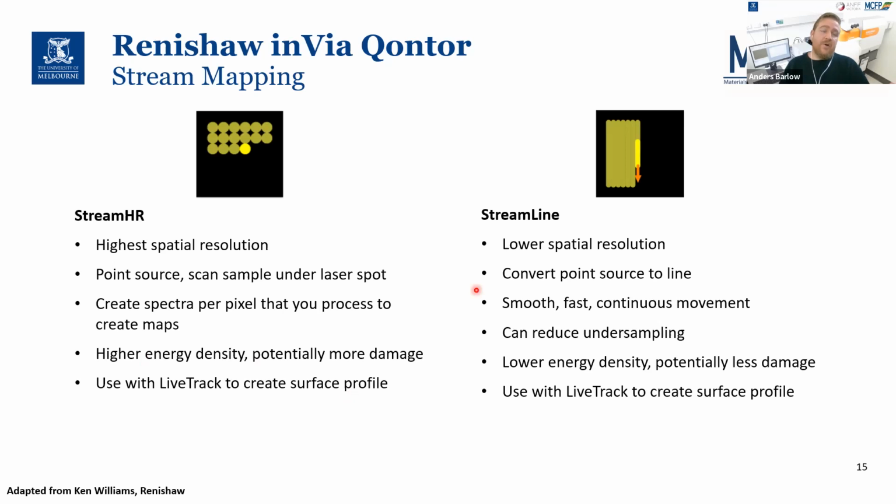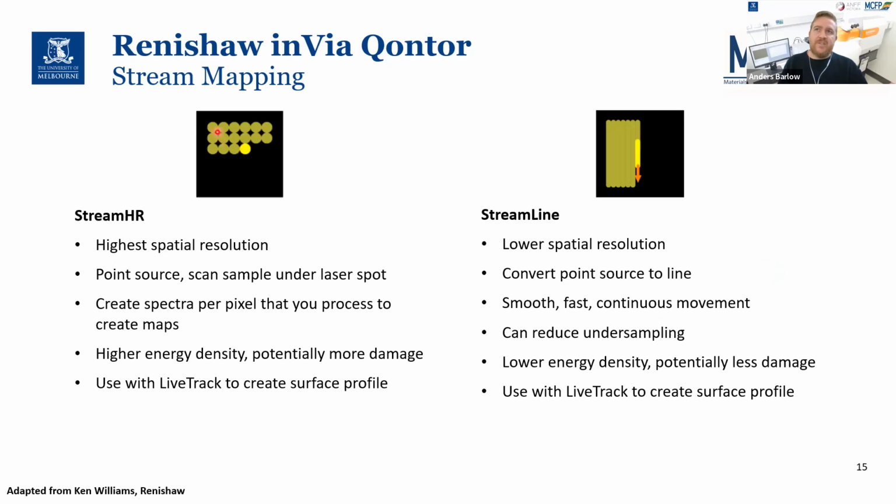The Streamline mode, however, will basically stretch that spot out into a line, meaning that you will have decreased spatial resolution. It is, however, it will cover a much larger area more quickly than the StreamHR mode. And the energy density will be lower because you are spreading your laser spot out across a larger area. So there's potentially less damage if you're working with a sensitive material. And because you're spreading that laser spot out across a large area as well, it gives you an opportunity to reduce undersampling when you're doing your mapping.